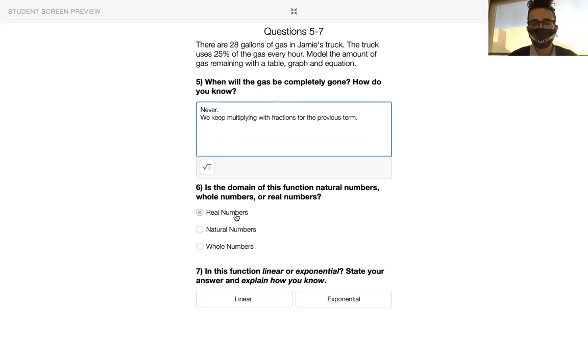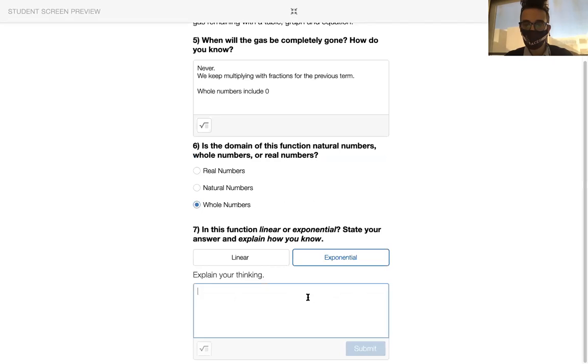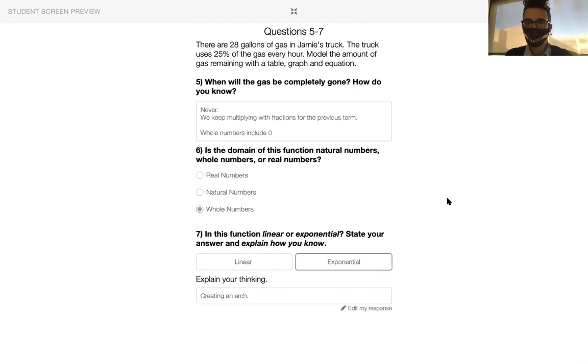Domain, if it was real numbers, it would include fractions. If it were natural numbers, it would include 1 and then on. But we actually want whole numbers because this is including 0. So let me write that in. Reason we're using whole numbers. Let me just put it here. And this is obviously exponential. Why? It's creating an arch. That's good enough.